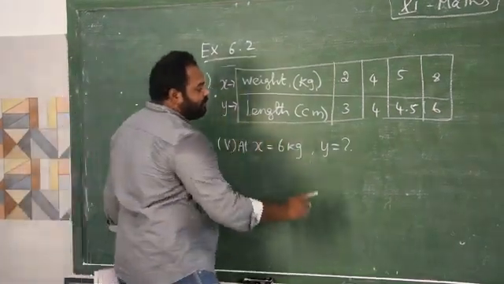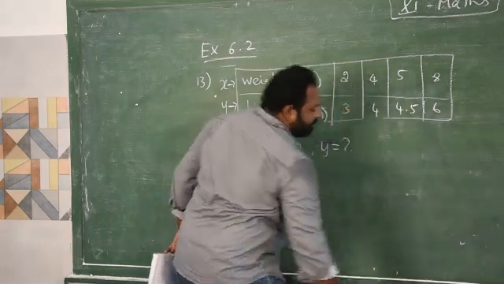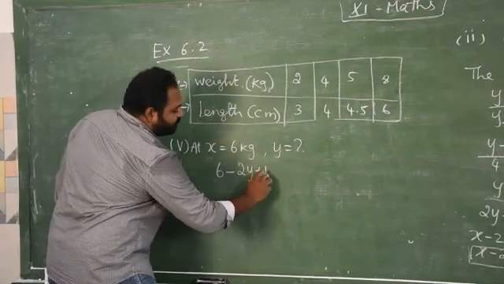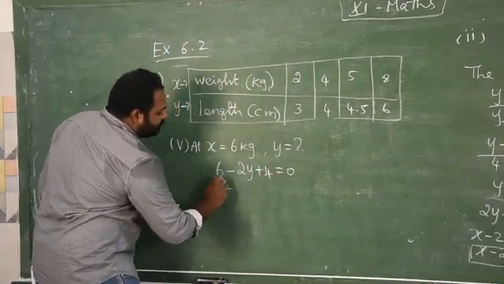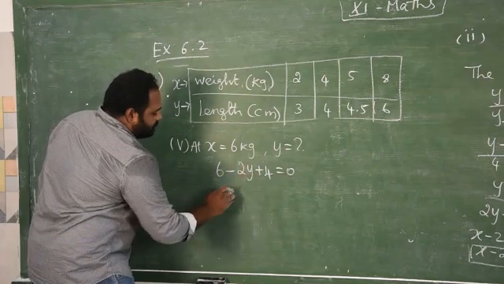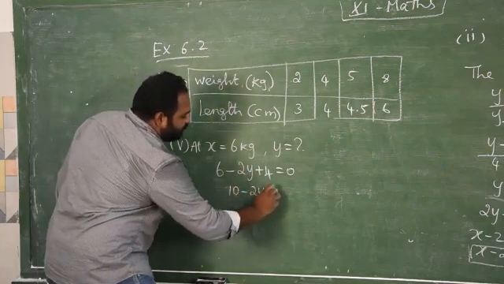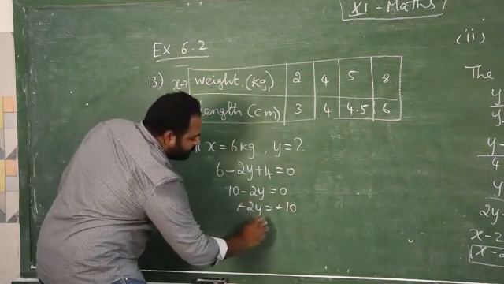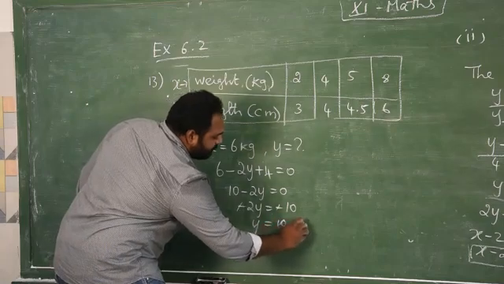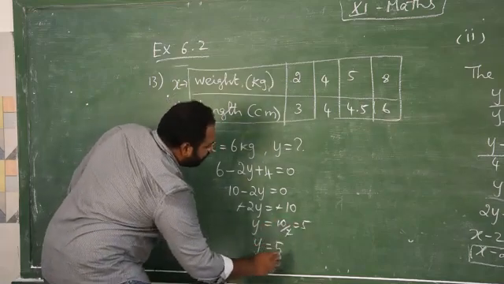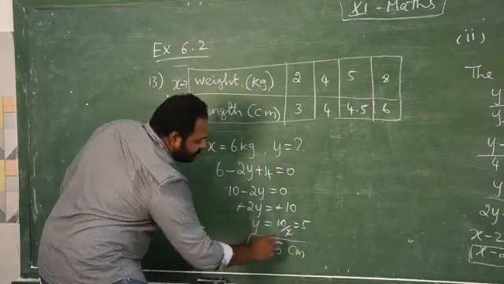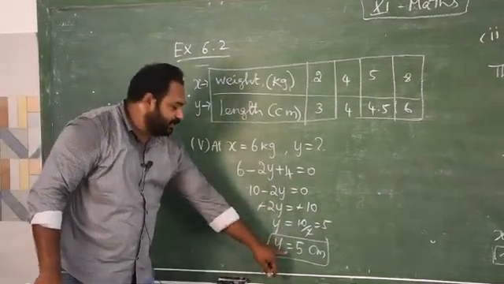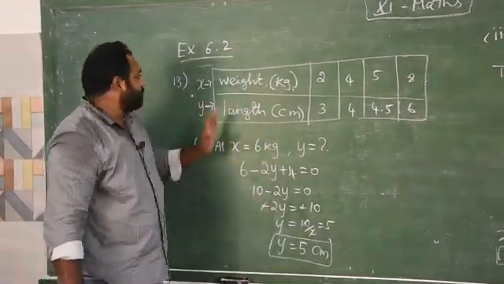Again, we have to apply every value in the general equation. Here x is given: 6 minus 2y plus 4 equals 0. So 6 plus 4 is 10, minus 2y equals 0, so minus 2y equals minus 10, cancel the minus, y is equal to 10 by 2, which is 5. So y is equal to 5 centimeter. So when you attach 6 kilogram to the spring, it will stretch up to 5 centimeter. With this, the problem is over.